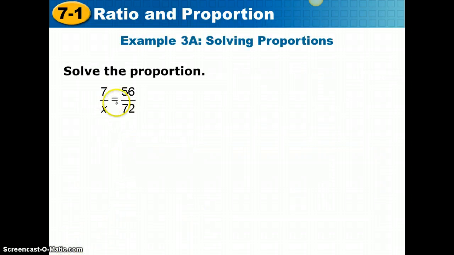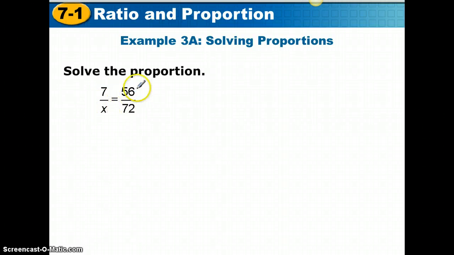You may have also heard math teachers say that in order to solve a proportion, you cross multiply. We find the cross products. So in example 3a, we are given the ratio 7 over x equal to the ratio 56 over 72. Rather than guess and check to find the value of x, we simply use the cross product property. If I were to multiply the extremes, 7 times 72, that must be equal to the product of the means, x times 56.